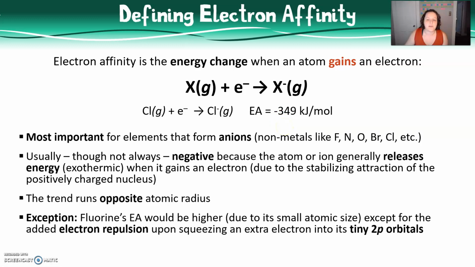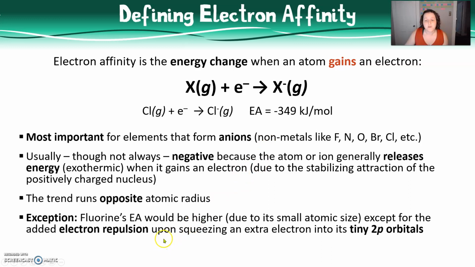A release of energy is typically given a negative value to indicate that the energy is released and not gained. Negative values are typically expected for the elements that form anions, such as nonmetals, as they are typically seeking to gain electrons in order to complete their valence shell. We also expect the magnitude of the electron affinity to increase, or become more negative, as the size of the atom decreases, because the electron will feel a stronger effective nuclear charge from the nucleus and be more stabilized in energy, therefore releasing more energy.